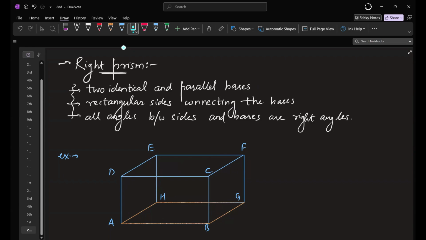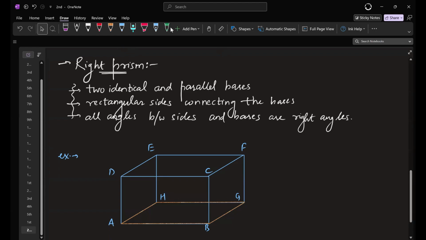If the rectangular sides are connecting the bases, then all angles between side and bases are right angles. Like this is the side that is connecting, and these two are the bases. The angle is right angle. Okay, this is the side, these two are the bases, this is right angle. Also, this is right angle. So obviously it is right angle. So these two points go side by side. So these two are also satisfied.